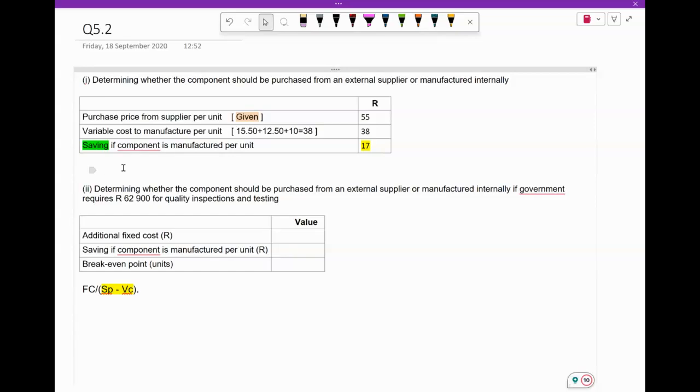Yes. Okay. Right. So the saving we're making is obviously the 17 Rand, which is highlighted in yellow. I don't think I mentioned that. Sorry, before we go on. Okay, so then we go to part 2.